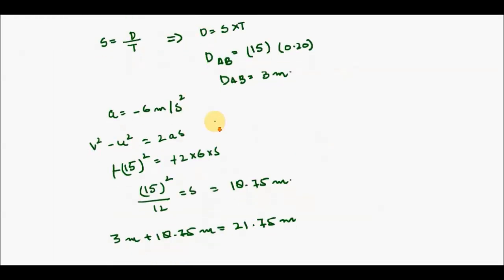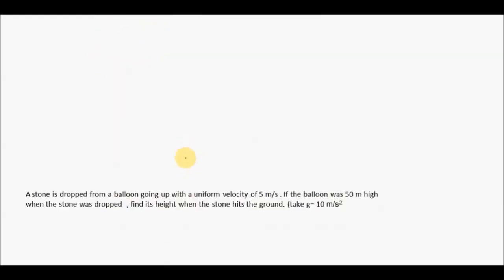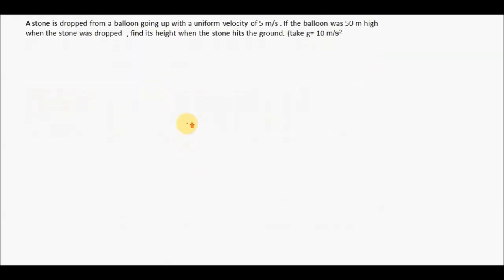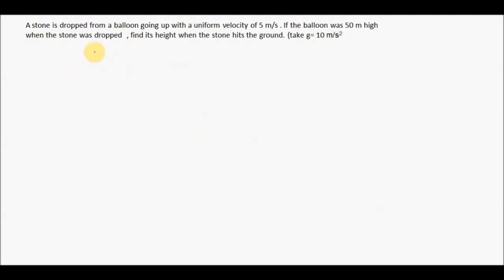Now let's move and talk about another problem, and that is: a stone is dropped from a balloon going up with a uniform velocity of 5 meters per second. If the balloon was 50 meters high when the stone was dropped, find the height when the stone hits the ground. So let me draw the problem for you.